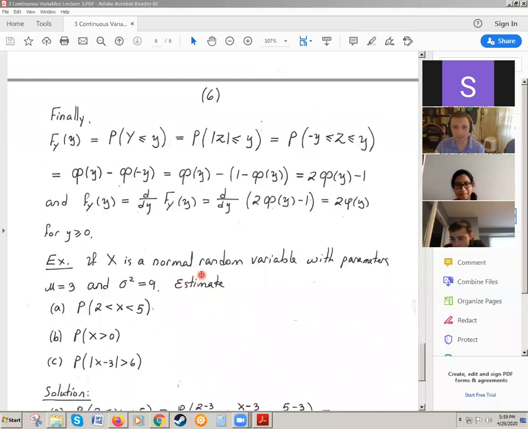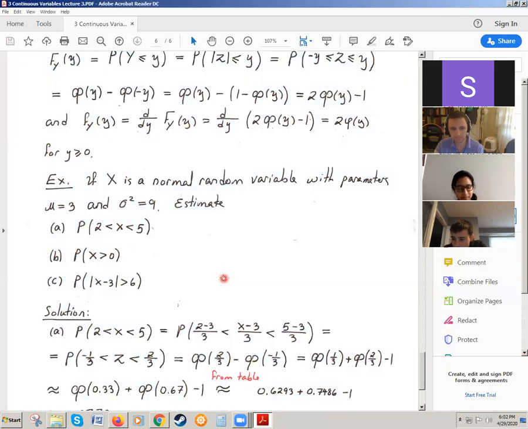All right, let's work through the problem. What do I need to do? I need to change x to the standard normal. I just need to rescale. I subtract 3 from x and from every other value, and I divide by the square root of 9, the standard deviation. That's what I do for all of them, yes?